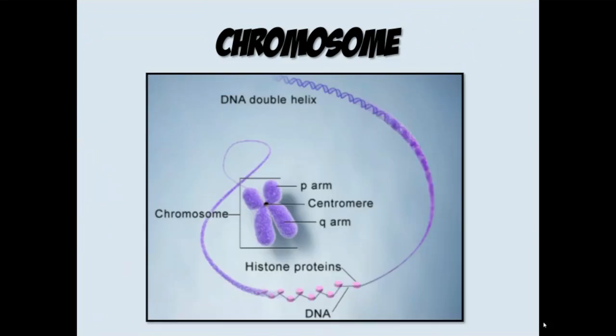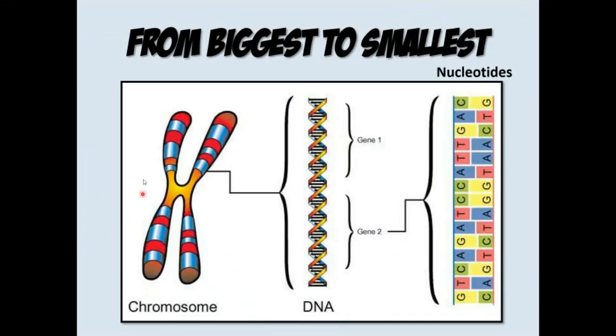So, ayan po yung structure ng chromosome. Yung maliit na arm, ito po yung P arm. Malaki is yung Q arm. Yung nasa gitna is yung centromere. From biggest to smallest.